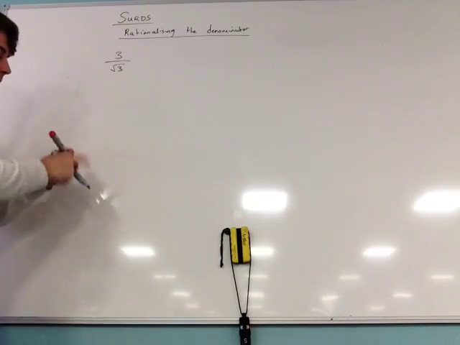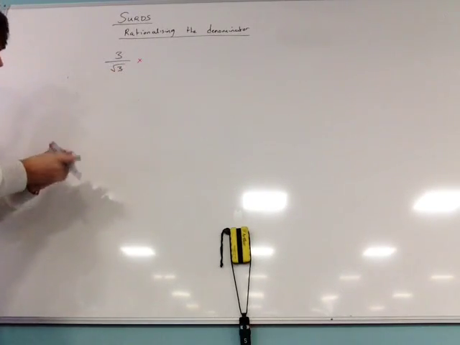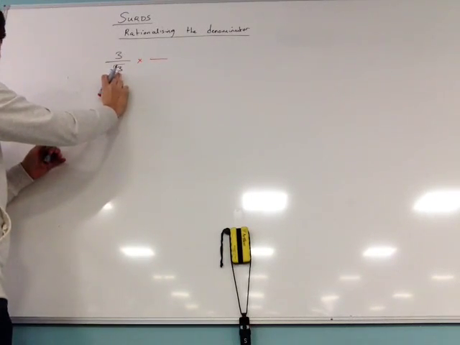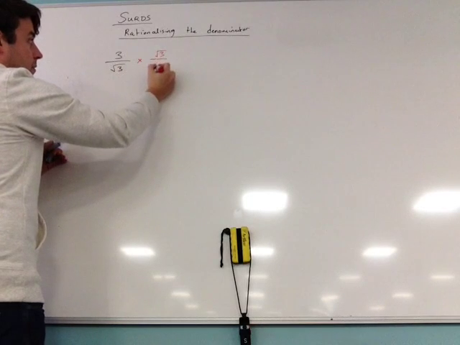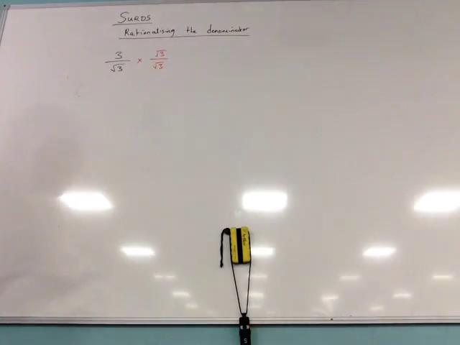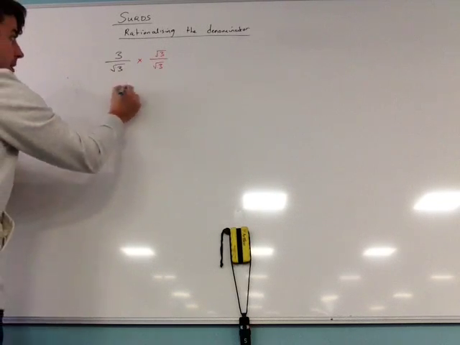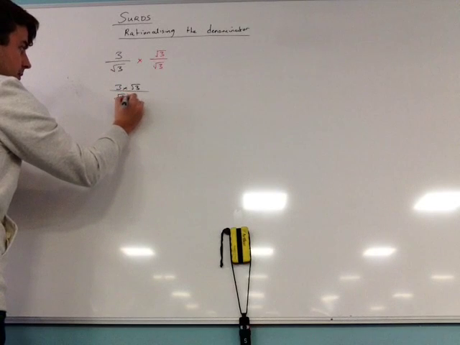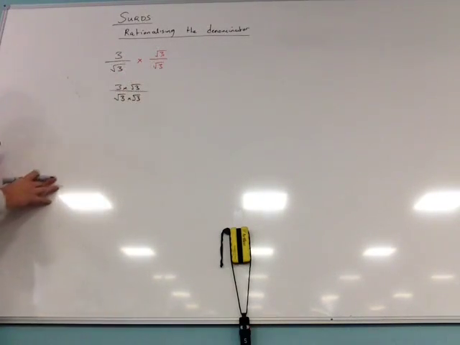And by that, I mean multiply the fraction by whatever the surd is on the denominator. So in this case, it's root 3. Multiply root 3 both top and bottom. Alright, that's what we mean by rationalising the denominator. So when we tidy this up, I end up with 3 times root 3 over root 3 times root 3. I simply bring the fraction together.